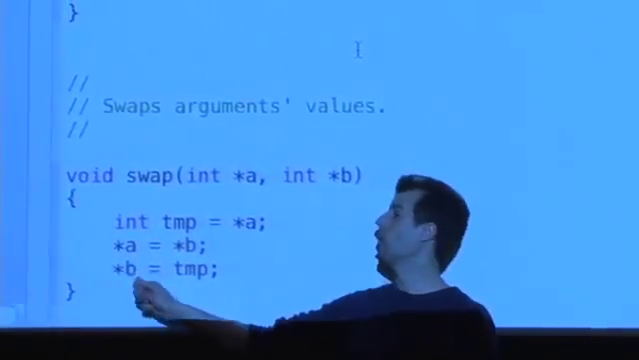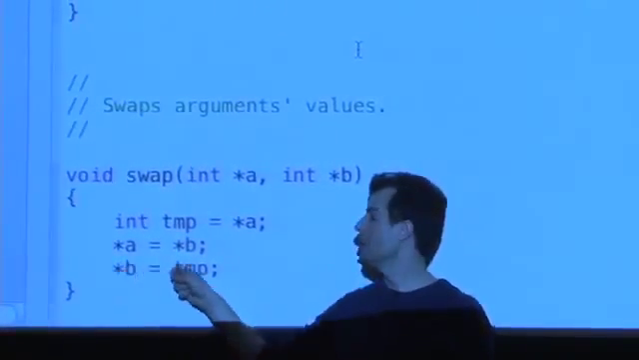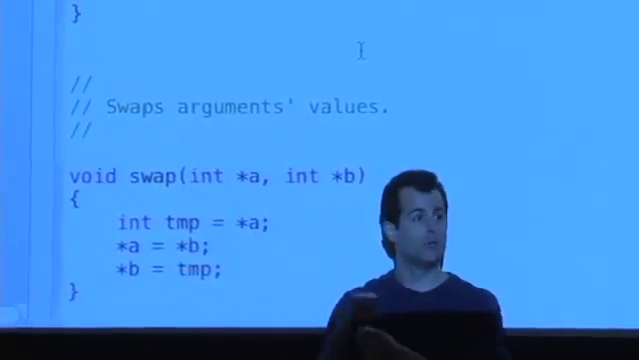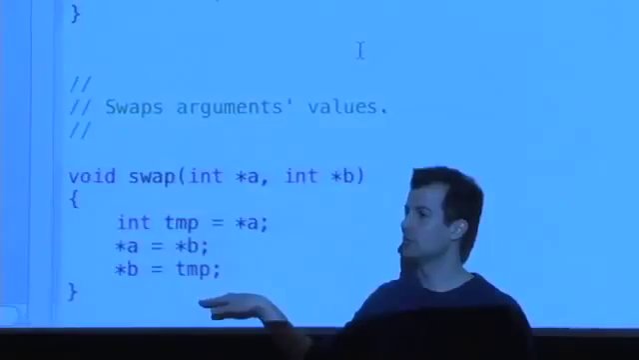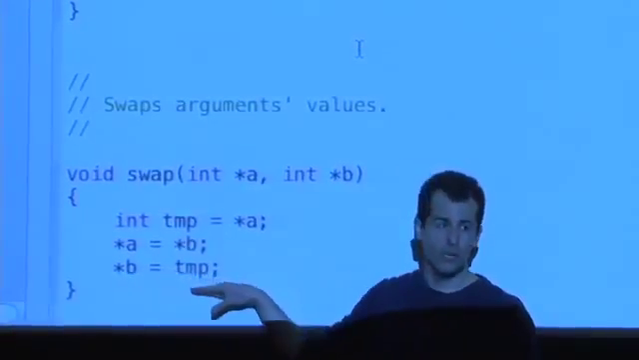Then go ahead and store what is supposed to be at B, what you put in temp, thereby literally swapping those values. So if I now print out A and B here, and take me literally, what do I see if I print A and B?